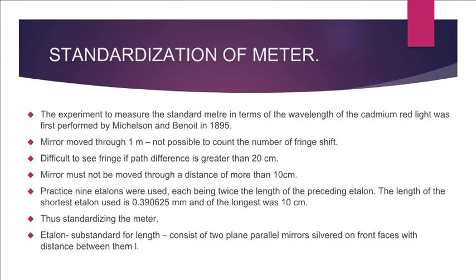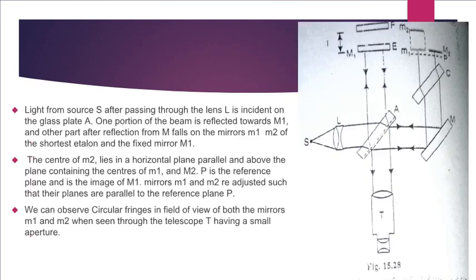An etalon is a substandard of length that consists of 2 plane parallel mirrors silvered on front faces with distance L between them. Light from source S, after passing through the lens L, is incident on the glass plate A1. A portion of the beam is reflected towards M, and the other part, after reflection from M, falls on the mirrors M1, M2 of the shortest etalon and the fixed mirror M1. The center of M lies in a horizontal plane parallel and above the plane containing the centers of M1 and M2. P is the reference plane and is the image of M1.